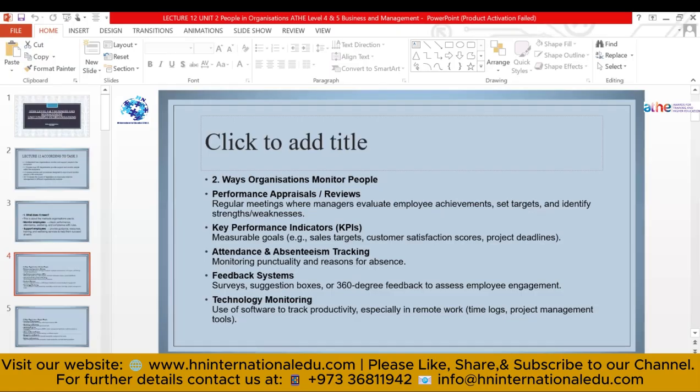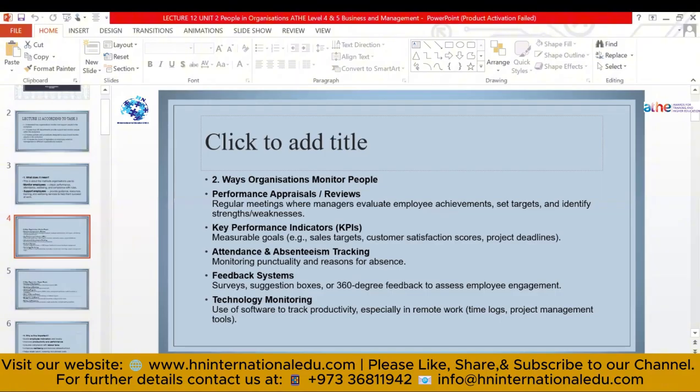Feedback system, survey, suggestion boxes, or 360-degree feedback to assess employee engagement. It is even done in the classroom as well, to see which students are participating more. The same goes in the organization as well. In that way, they are able to know which employee is eager to learn more and to go further. Technology monitoring, use of software to track productivity, especially in remote work, that is time logs, project management tools. Because when you're in the remote sector, we have to see the time as well. With that, the problem of the internet is valid too.